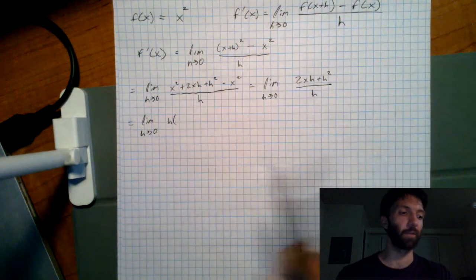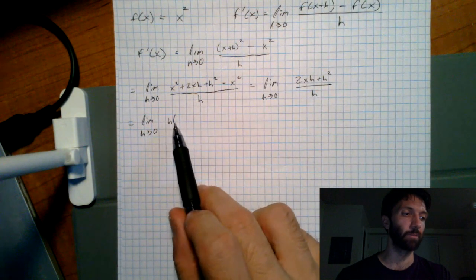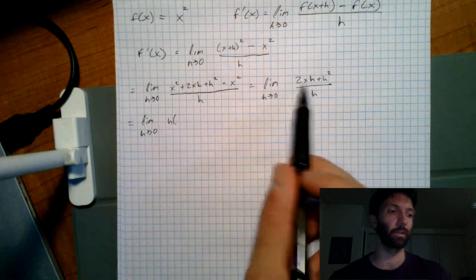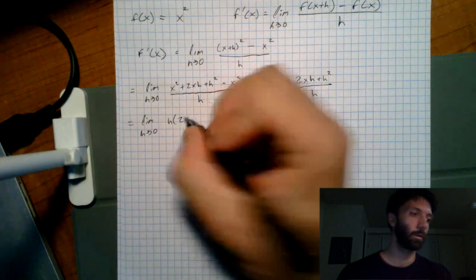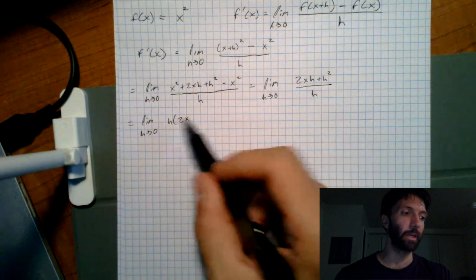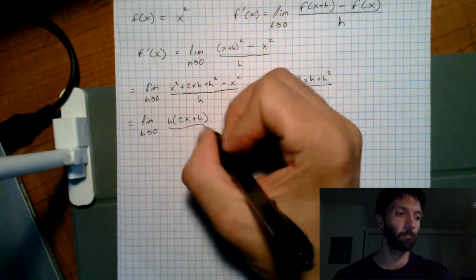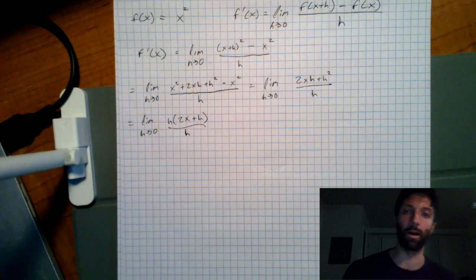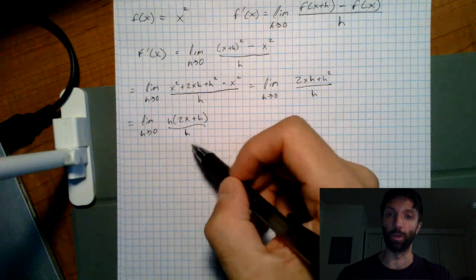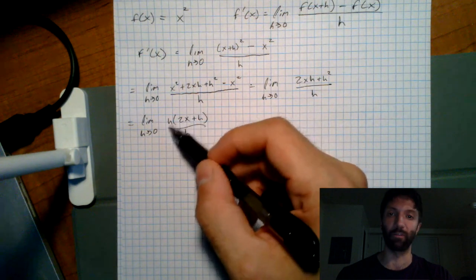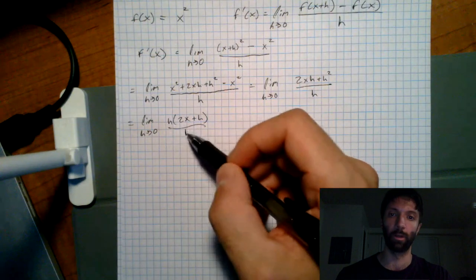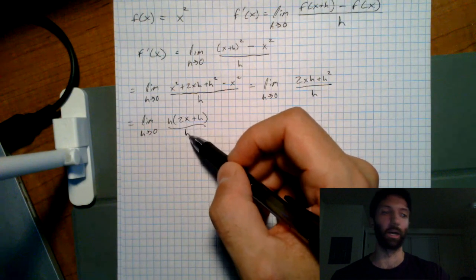When I factor out the h, I know that h times 2x will give me the 2xh. And then I know that h times h will give me the h squared. And so now we see that the h's will cancel. The factor of h in the numerator will cancel with the factor of h in the denominator.